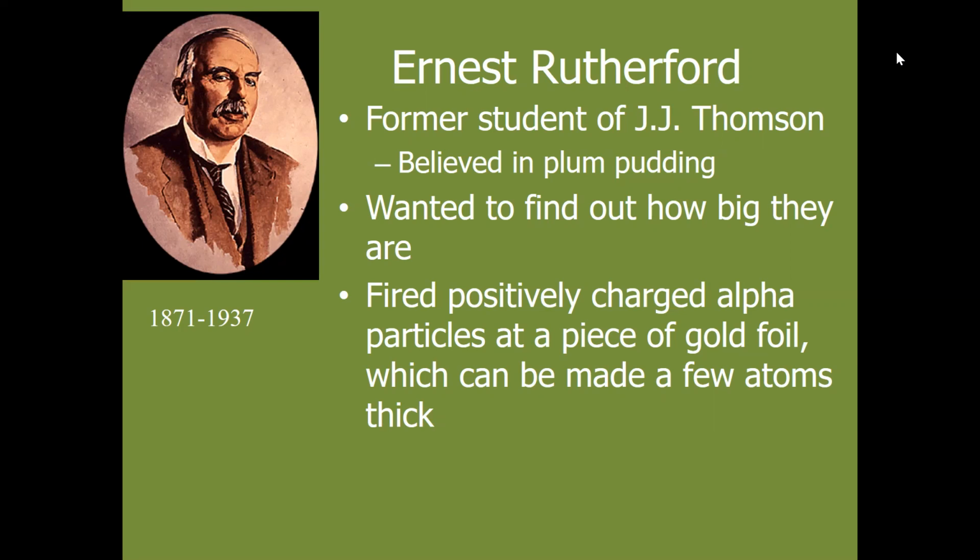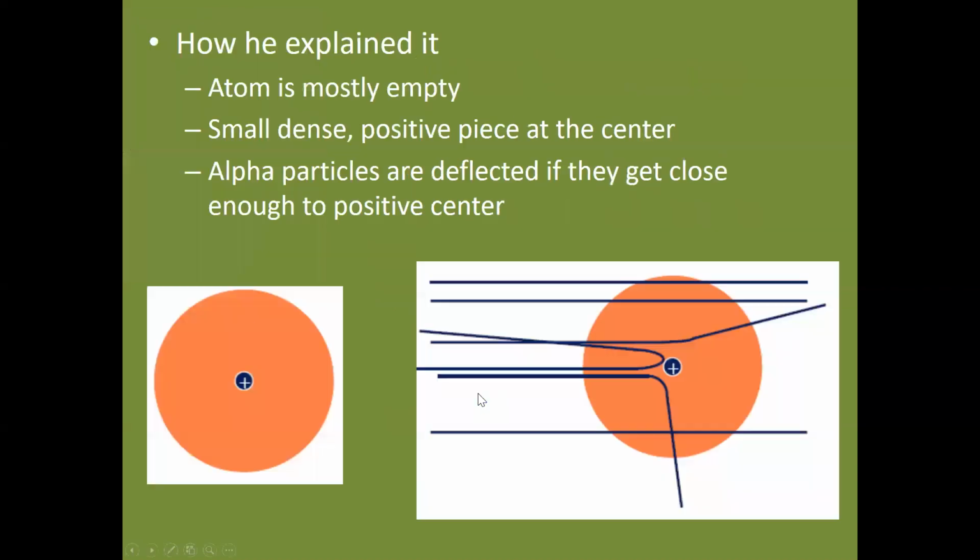And Rutherford wanted to find out how big the atom was. So he fired positively charged alpha particles at a piece of gold foil, which was even thinner than aluminum foil. Now, what he expected to happen was that he expected these alpha particles to pass straight through. If you look at the picture, the two on the top and the one on the bottom, he expected those to pass directly through, but that is not what happened.